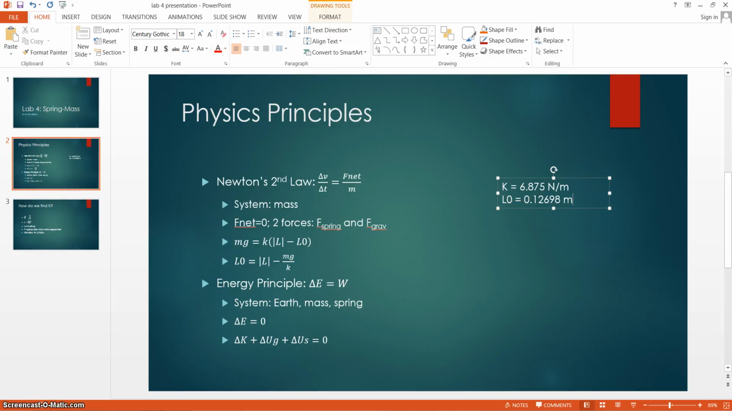0.12698 meters. The second fundamental principle, the energy principle, states that the changes of energy within a system are equal to the total work done on the system. In this case, our system is the Earth, mass, and spring, and we are assuming that no outside force acts on the system, or in other words, no work is done. Therefore, the change in total energy is 0, and the sum of the changes in kinetic, gravitational potential, and spring potential energy is 0.